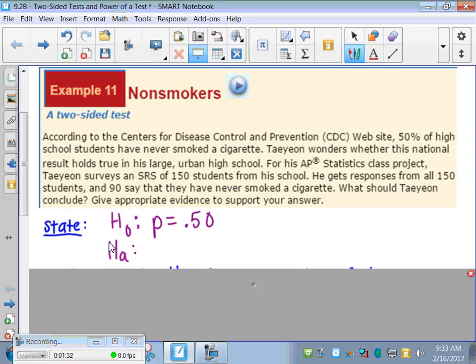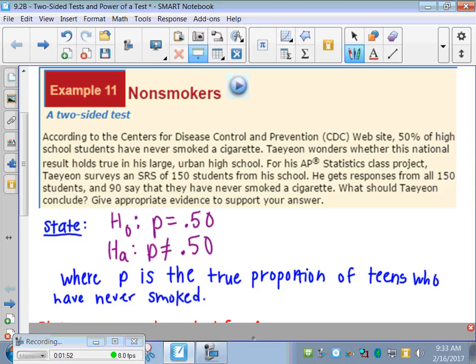So if they say that Taeyeon or whoever has some sort of speculation that it's greater than or less than, that's when you know it's a one-sided test. If they don't give any speculation, you have to just say it's different from 50%, okay? So not 50% would be our alternate hypothesis, where p is the true proportion of teens who have never smoked.